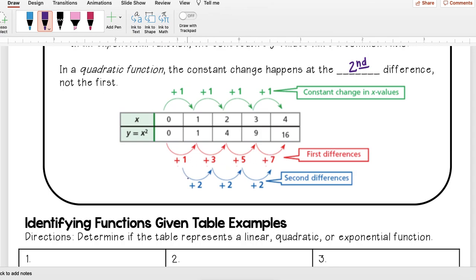But when I go and take the difference again, from 1 to 3, I add 2. From 3 to 5, I add 2. From 5 to 7, I add 2. And I see that the second difference is the same. And so that is going to be a quadratic function. So let's look at some examples.